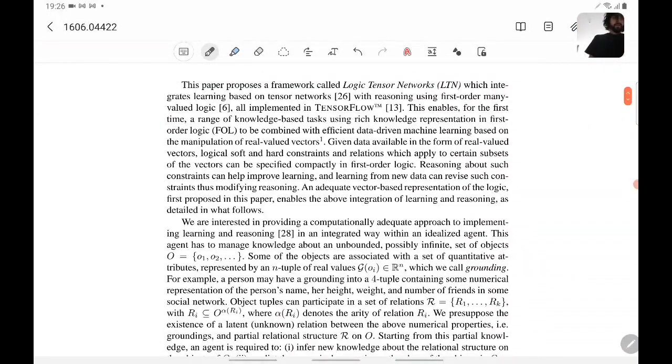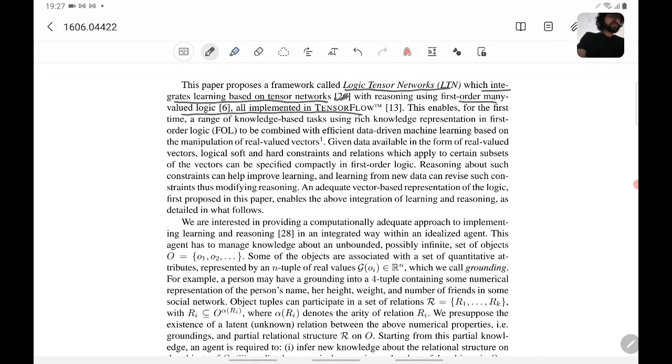So what this paper is trying to do, as I said, is propose a framework called the logic tensor network, which integrates learning based on tensor networks, which are basically networks using tensors. When it says tensor networks, reference 26, that's Richard's paper, it means neural tensor networks, with reasoning using first order many valued logic, all implemented in TensorFlow, right? So this is what the paper is trying to do.